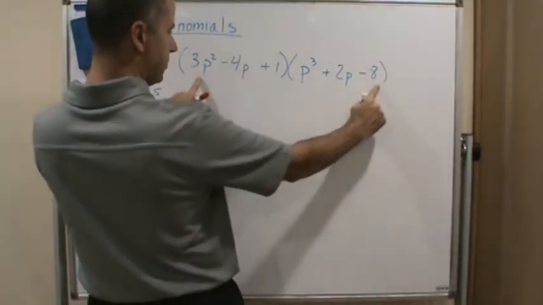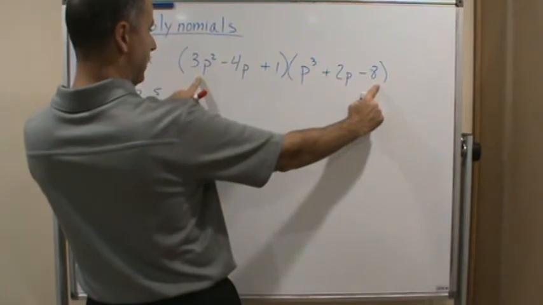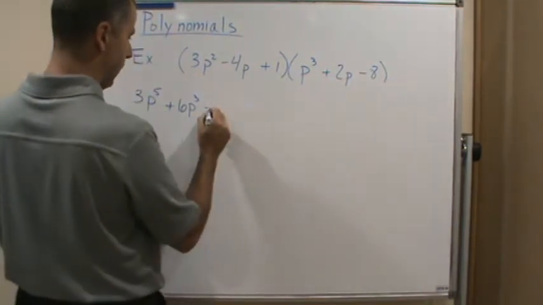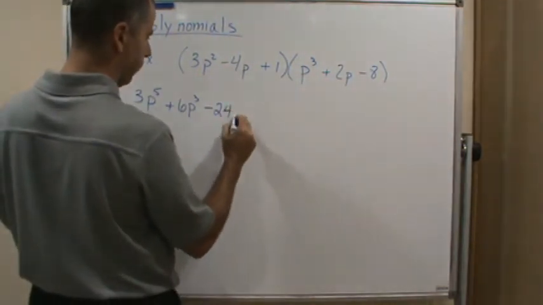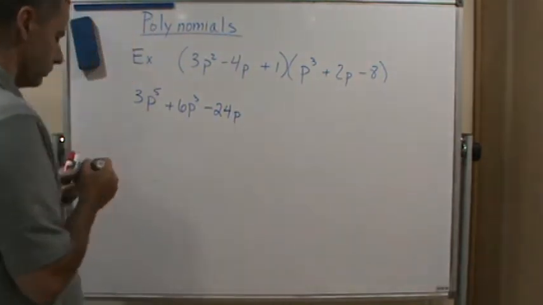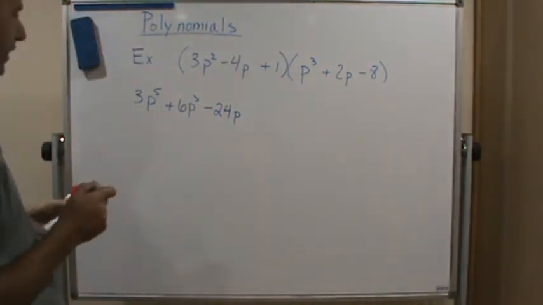Now I'm going to do these two. So this is going to be negative 24p. So minus 24p. Okay, now I'm going to go to the next one.